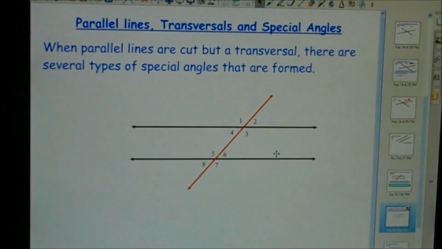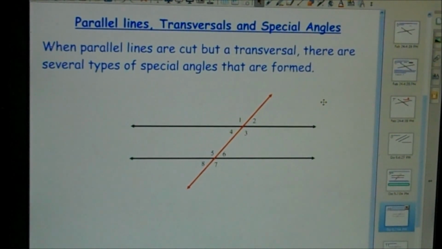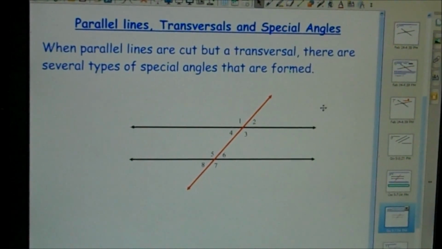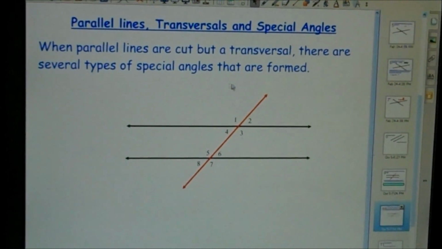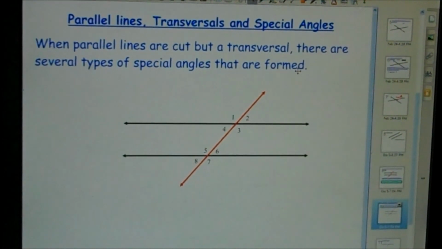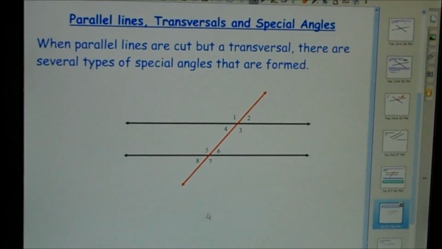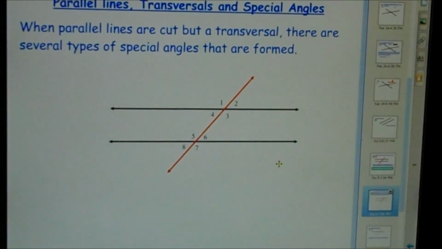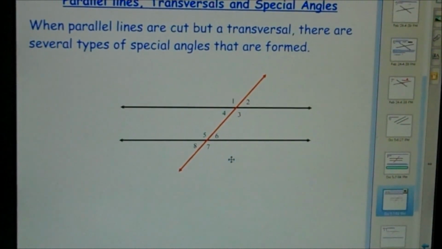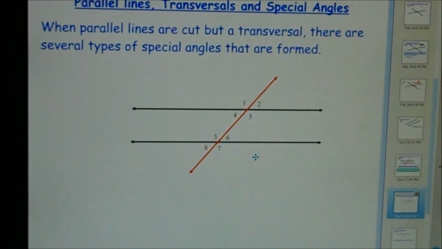Okay, parallel lines and transversals and special angles is going to be the topic of the next mini section, and it's why we recalled all of our angles a few minutes ago. When parallel lines are cut by a transversal, they form a lot of special angles. Take a look at this diagram here. There are lots of special angles right here, and I've labeled my angles by number. And the reason why I've labeled them by number is because we talk about them.